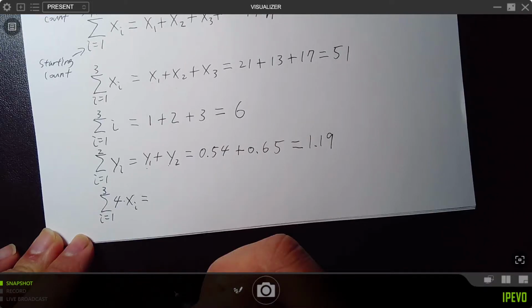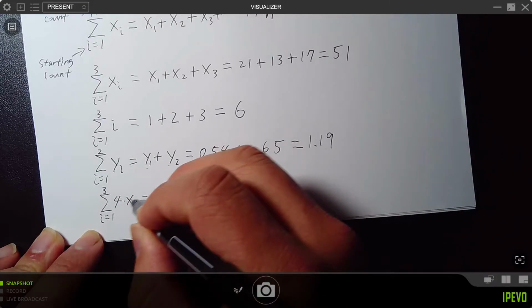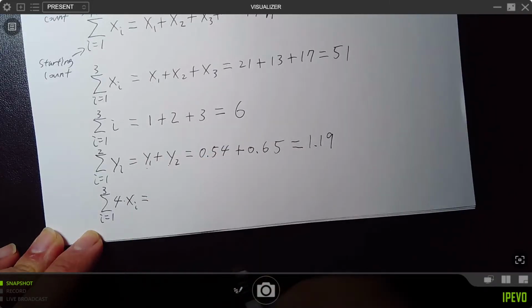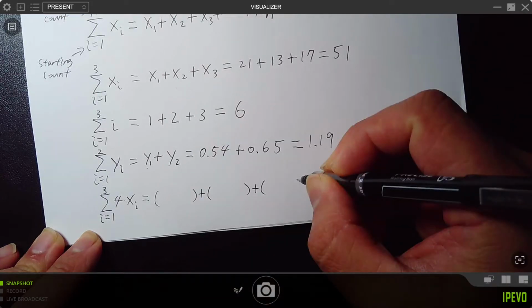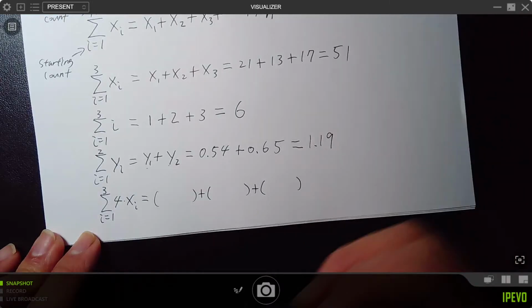If I have from 1 to 3, I know that I'm going to have 3 terms, so I can just go ahead and put in the parenthesis here, okay, and this will help you visualize it. You don't have to do this every time, of course, but for now, when you're practicing, you can go ahead and try the parenthesis here.